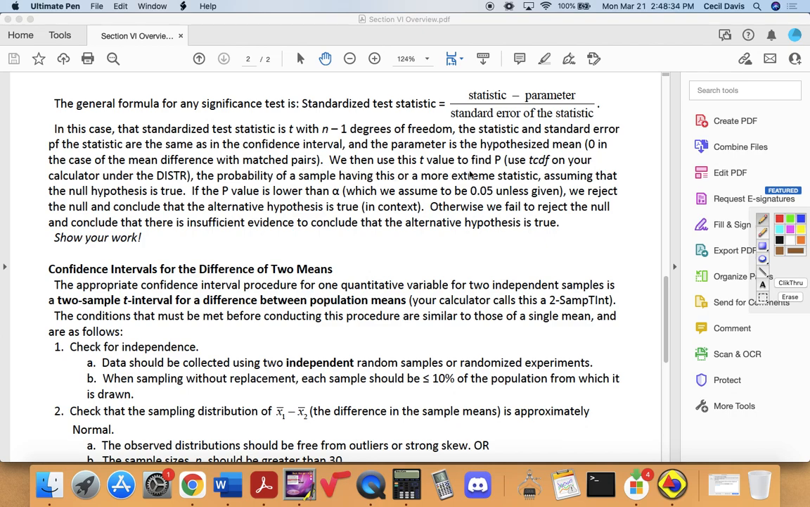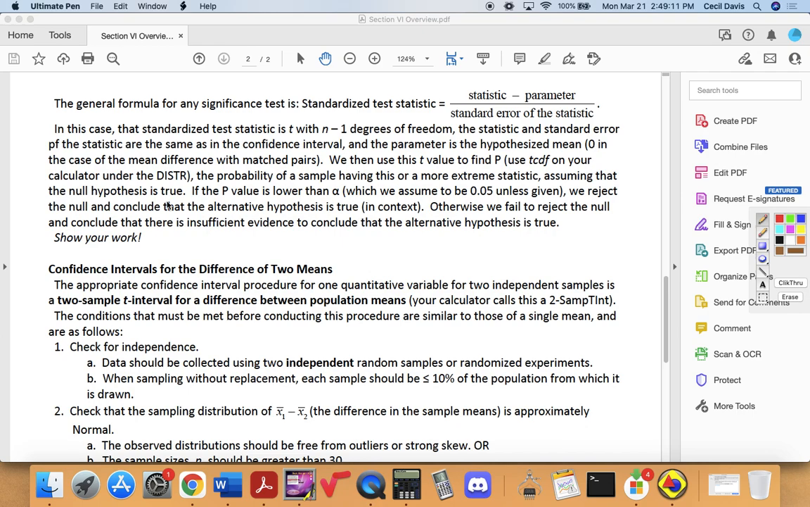Then when you use that to find P, you can use the tcdf on your calculator under the distribution menu. That's the probability of having a sample with this or a more extreme statistic, assuming the null hypothesis is true. This is why when P is very low, we reject the null. We say that's too improbable for the null to be true, so we reject the null.